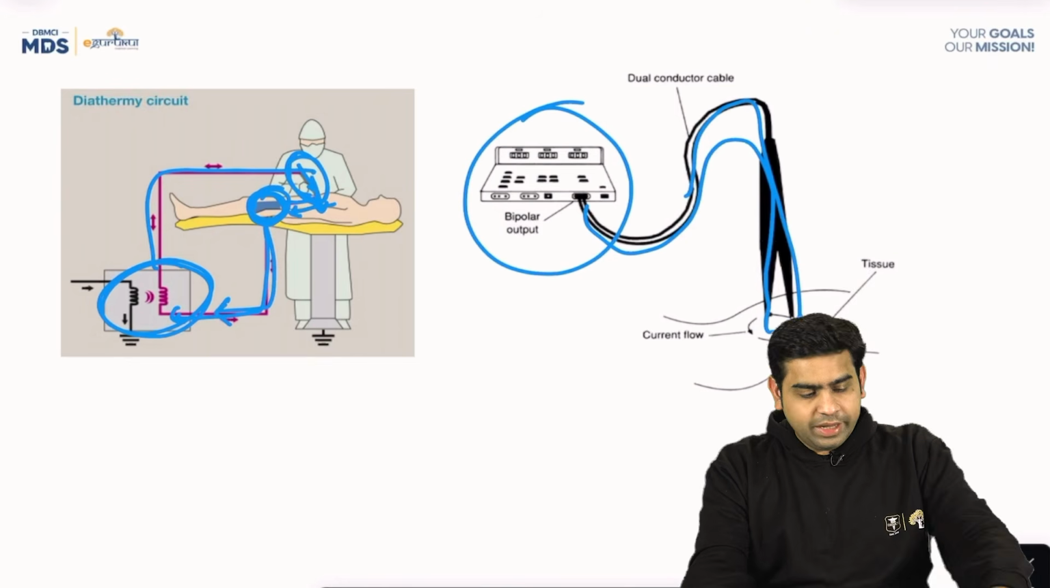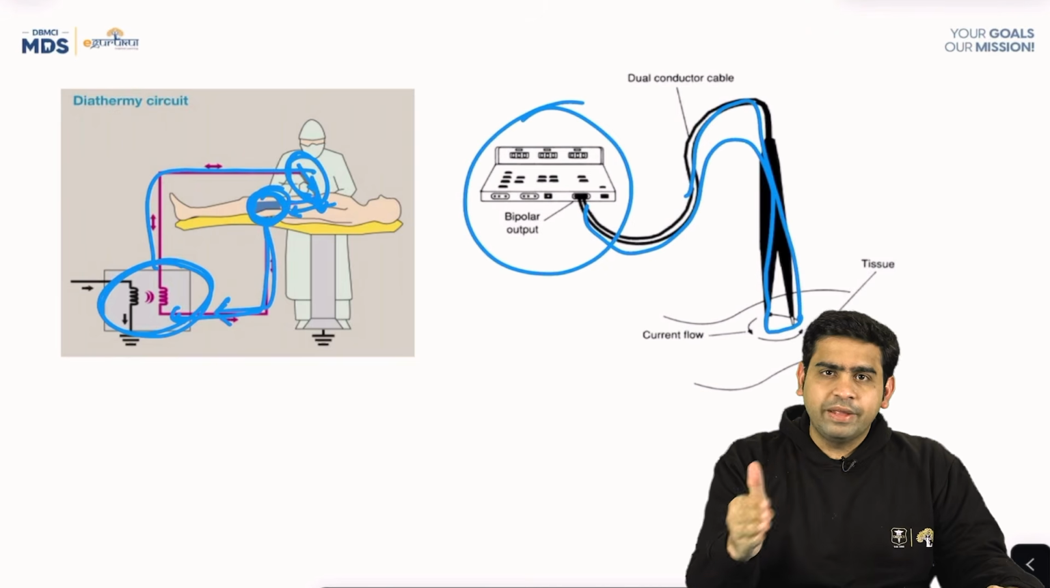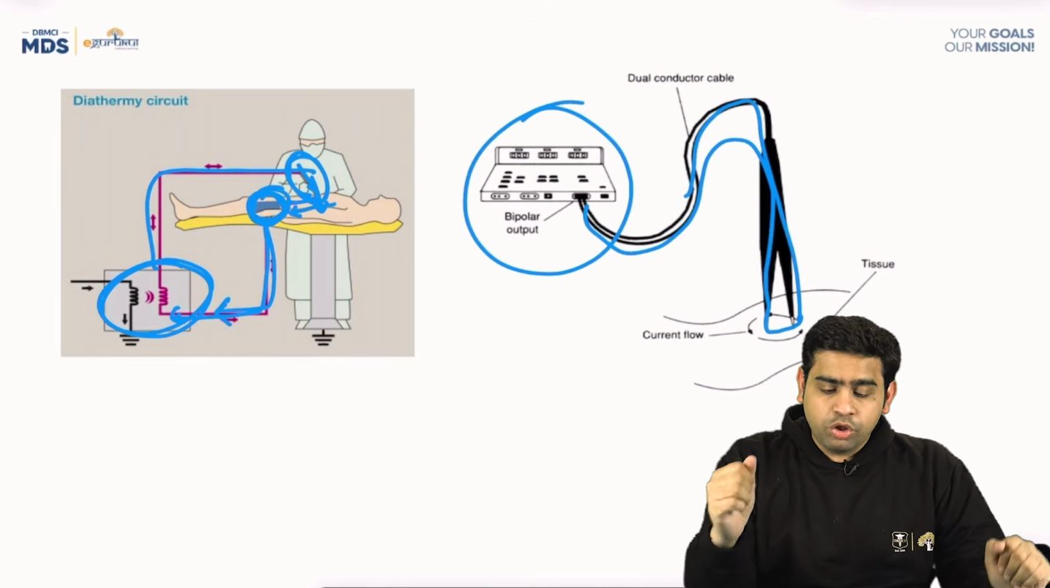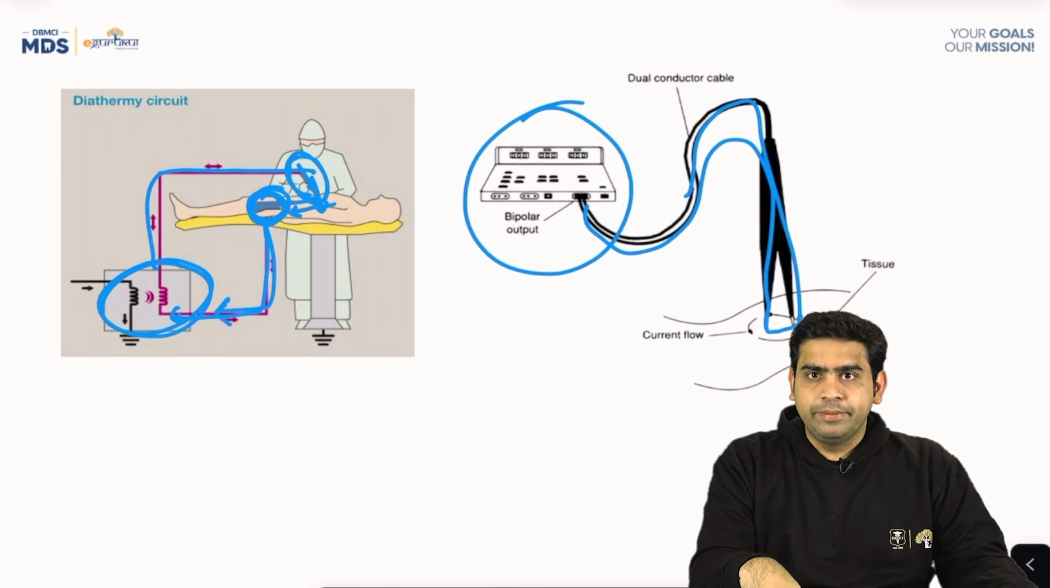So again, at your level, you need to appreciate the difference in the mechanism between the monopolar and the bipolar cautery. And at the same time, if somebody shows you the image of this, you need to know that this is a bipolar cautery handle. This is what is called a bipolar cautery handle. That was the monopolar cautery handle.